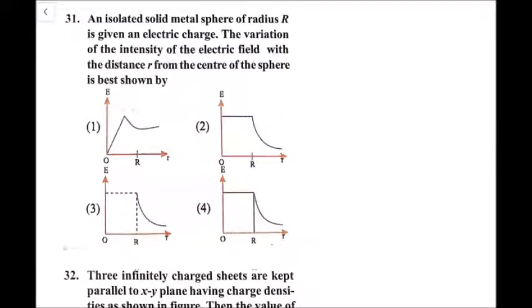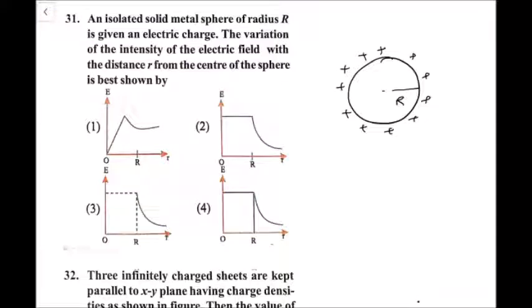For problem number 31, an isolated solid metal sphere of radius r is given an electric charge. Whenever the charge is given to a solid sphere, it will reside only on the outer surface. The variation of the intensity of electric field with the distance small r from the center of the sphere is best shown by. Actually, for the metallic solid sphere, there is no field inside.